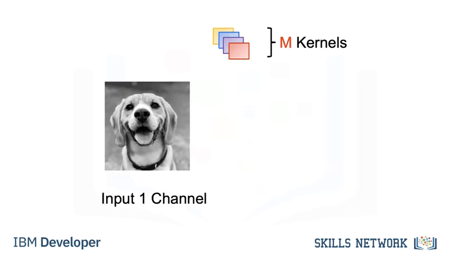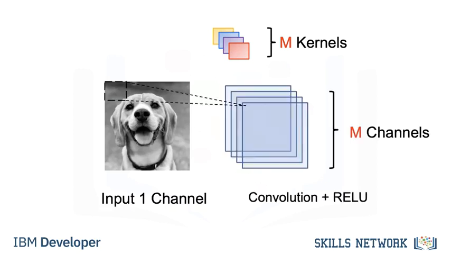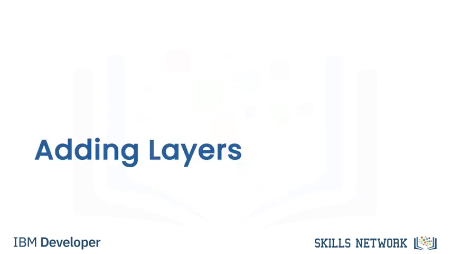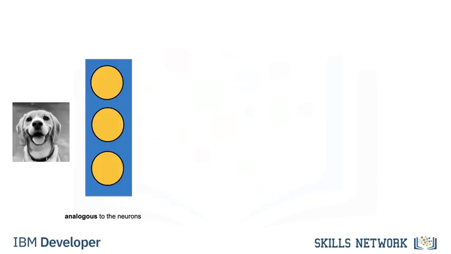A grayscale image can be seen as a one-channel input. If we have M kernels, each feature map will be a channel. Therefore, we will have M output channels. Adding layers. We can also stack convolutional layers. Each output channel is analogous to the neurons. Like a neuron, the input of the next layer is equivalent to the output of the previous layer.